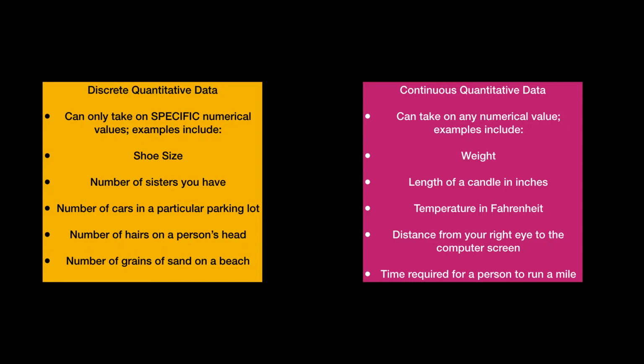Now, when you think about the difference between these two, think about a jump in value. Let's look at shoe size and weight, the first example on each list. If you are going from a size, let's say 9 to a size 10, you make the jump instantly. You go from 9 to 10. You do not pass through the intermediate values.